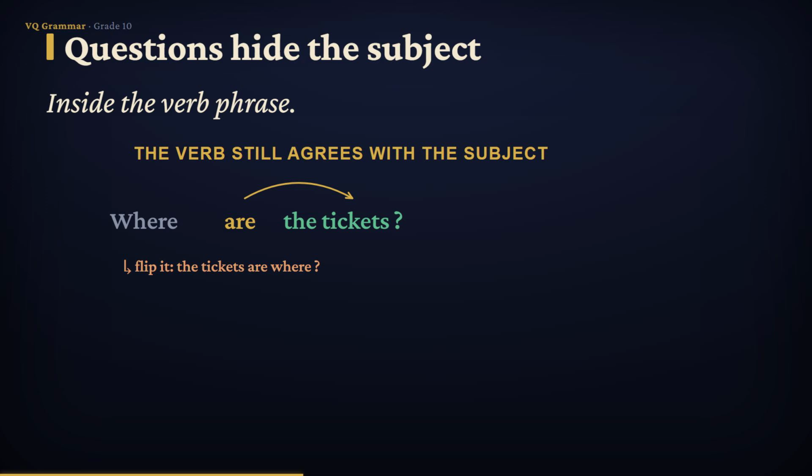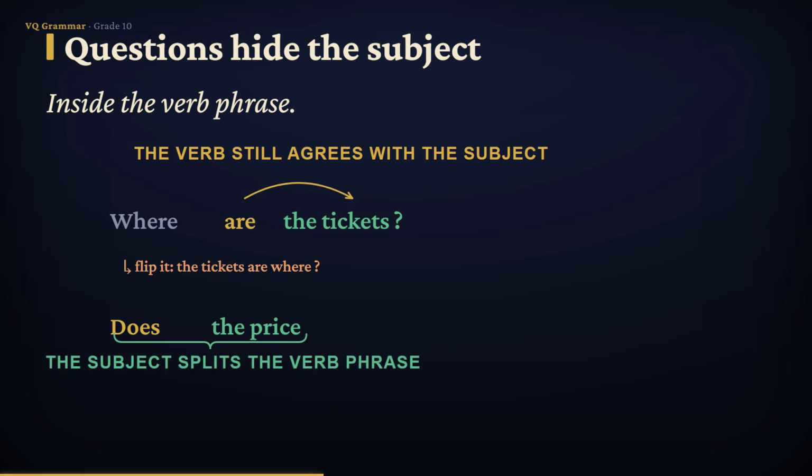Now add a helping verb, and things get even sneakier. Does the price include tax? Look where the subject landed. The price is wedged right between the helping verb, does, and the main verb, include. That split is exactly what makes questions tricky, because your eye wants to grab the first noun it sees. The price is singular, so the helping verb is does.